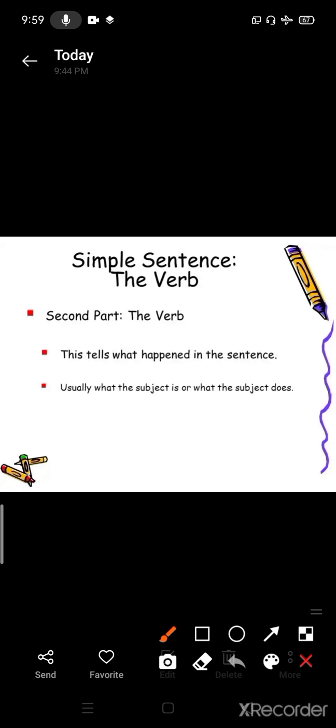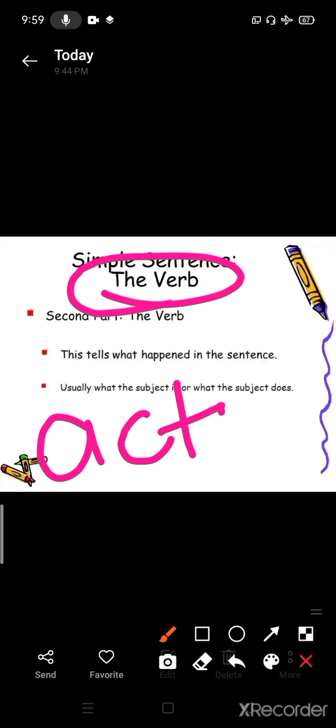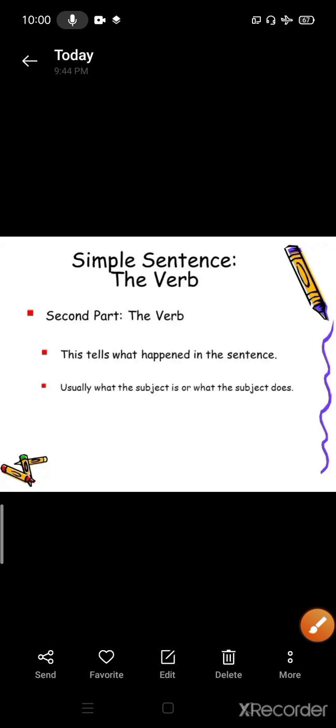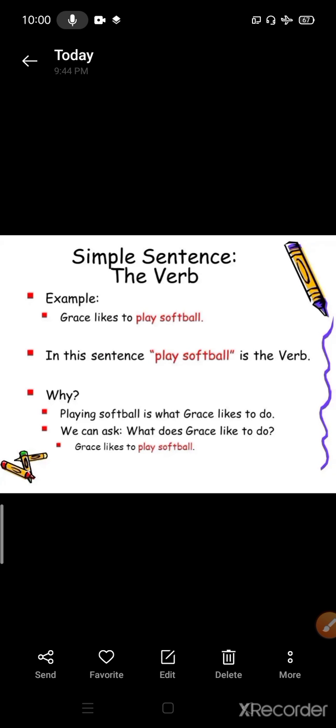Second part is the verb. You might have known that the verb is the most important part of a sentence. Without a verb, a sentence cannot be completed. This tells what happened in the sentence, the action word. You might remember action words. So action words are called verbs. Usually what the subject is or what the subject does is told to us by the verb.